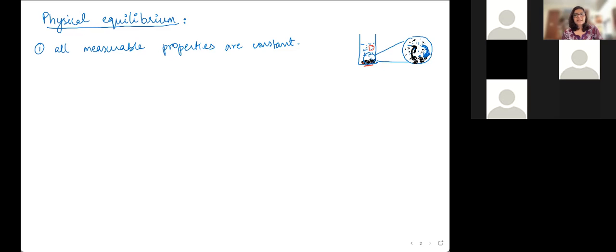No. So the cycle will still be there, but the black part of the process dominates. So the rate of dissolution will be more. The other side, the reverse, is going to be slower. So overall, because this part dominates, the overall effect that you see is that the sugar is getting dissolved.